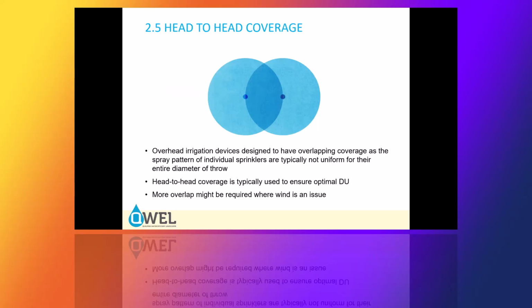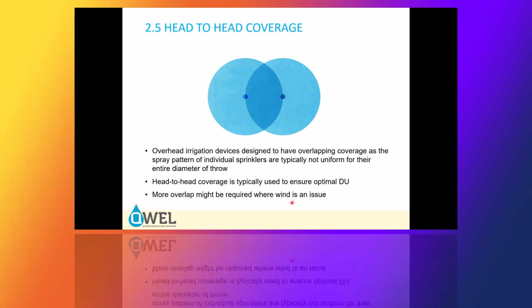Head-to-head coverage. Overhead irrigation devices are designed to have overlapping coverage, as the spray pattern of individual sprinklers is typically not uniform over the entire diameter of throw. So we like to say that this spray head is watering this one, and this spray head is watering this one. That's why it's called head-to-head coverage, because this spray head is watering this one, and that one is watering this one. So we need to have head-to-head coverage to get the most uniform coverage.